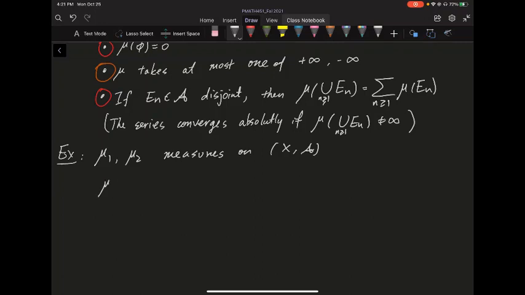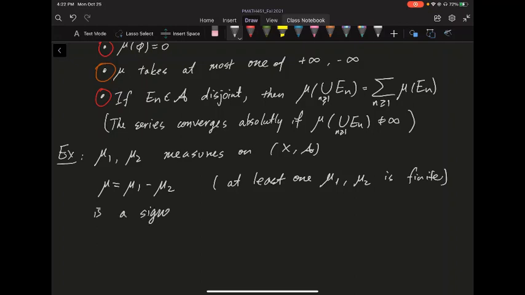So if you take mu equal to mu1 minus mu2, here I need to assume that at least one of mu1 and mu2 is a finite measure. I take their difference, and their difference is a signed measure. In other words, this is a natural object to look at if I want to talk about linear combinations of finite measures. I can now multiply by negatives of a finite measure and sum them up, and I get something called a signed measure.